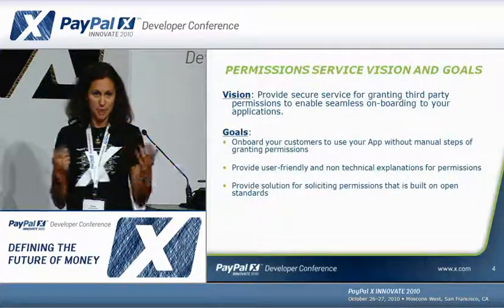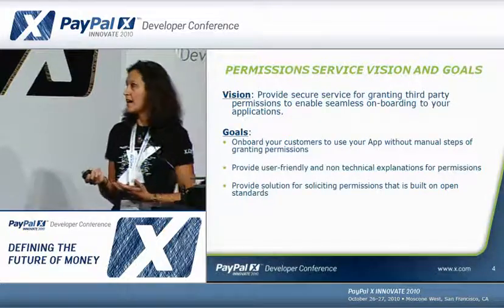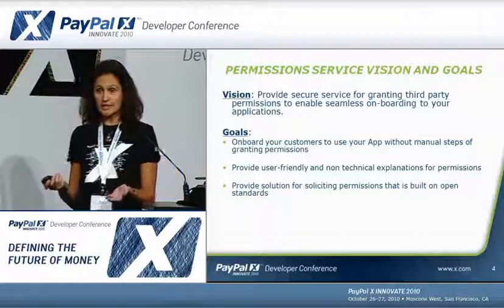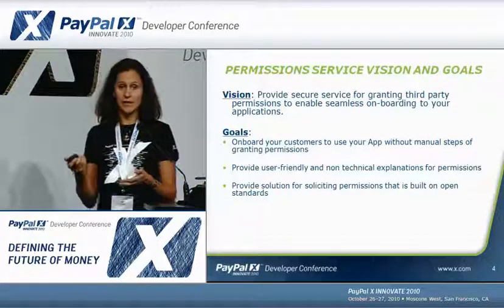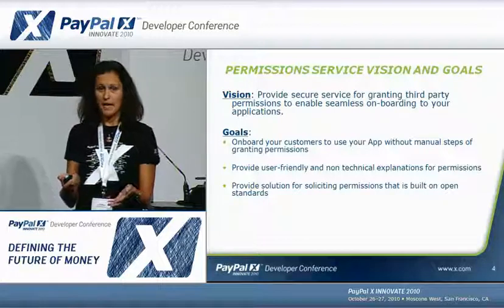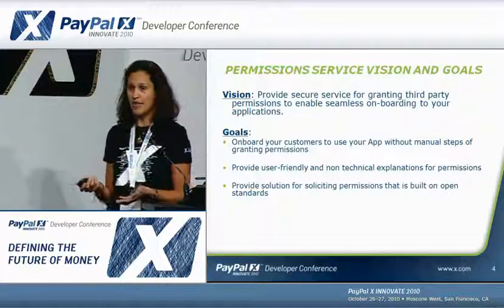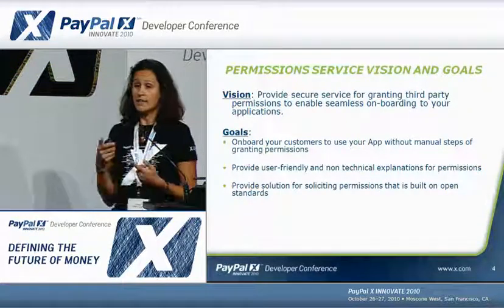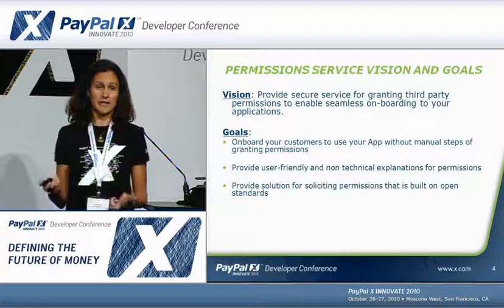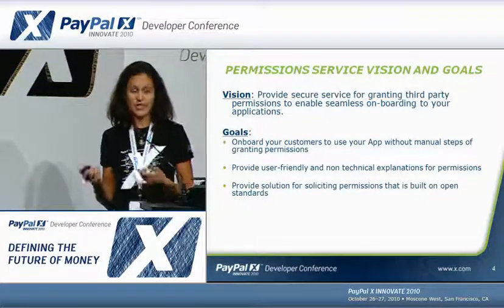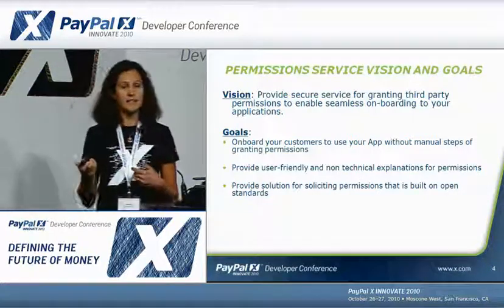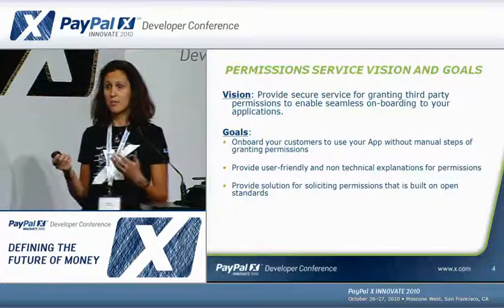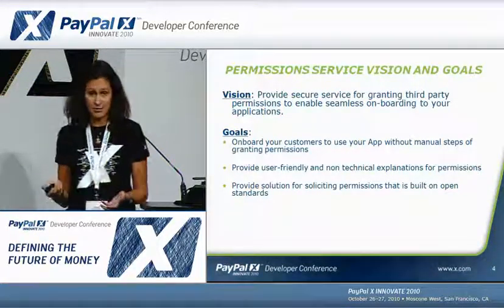So this product, this permission service, its vision is to create a service that will allow you to solicit permissions without leaving your app. And by doing that, onboarding of your customers becomes so much more seamless and faster. The descriptions of the permissions will be presented in plain English language, not the API call names. And the solution itself is built on open standard. So this service will make your life and the life of your customers easier.